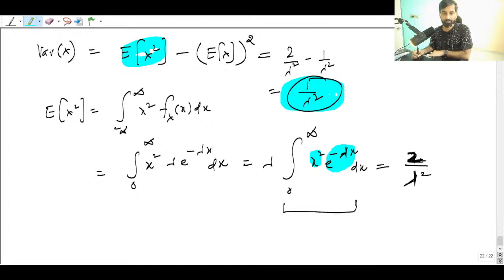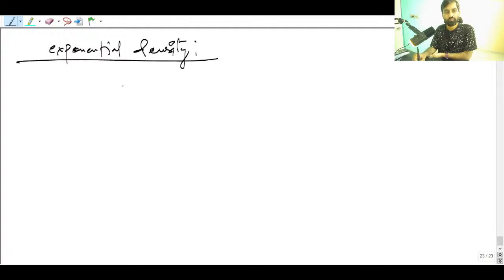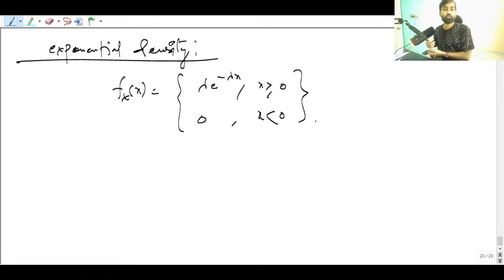Okay, look, suppose you have the exponential density function given. The density function is, you know, f of x is equal to lambda e raised to power minus lambda x for x greater than 0, and 0 otherwise. You should write these things again and again so that you can always keep them in your mind.